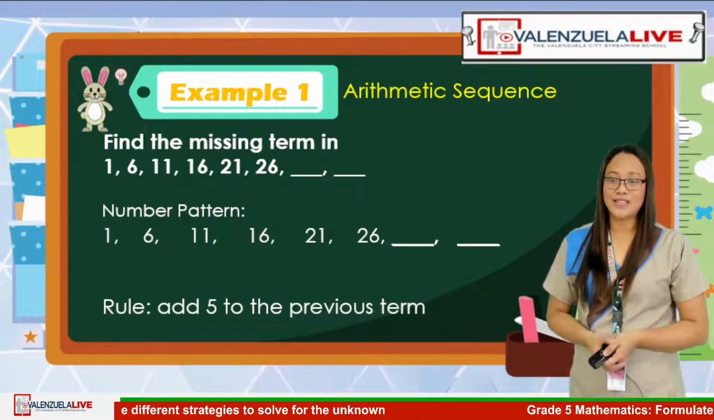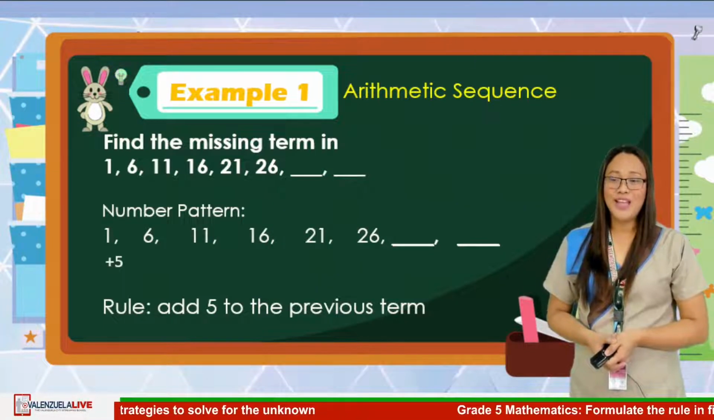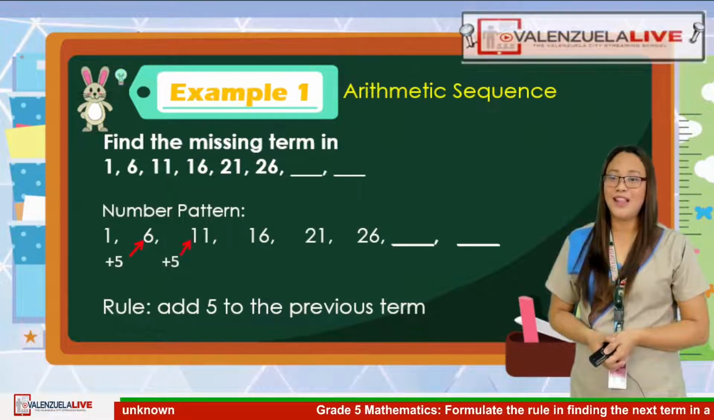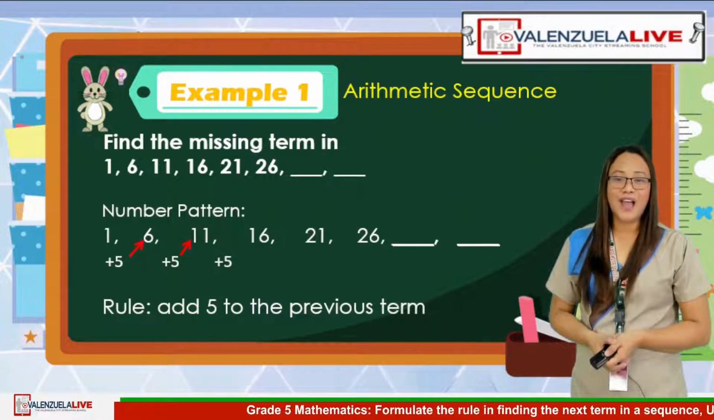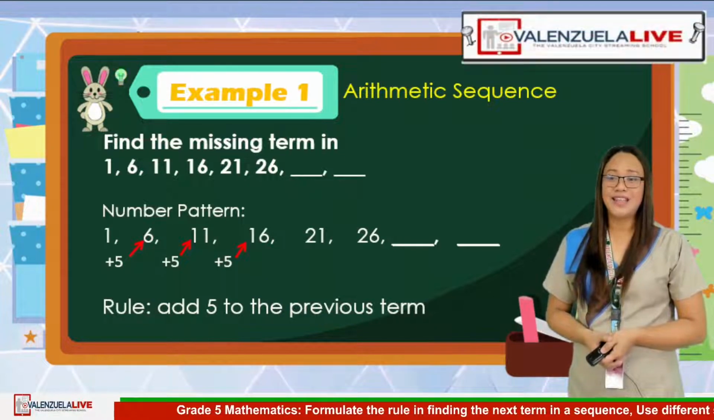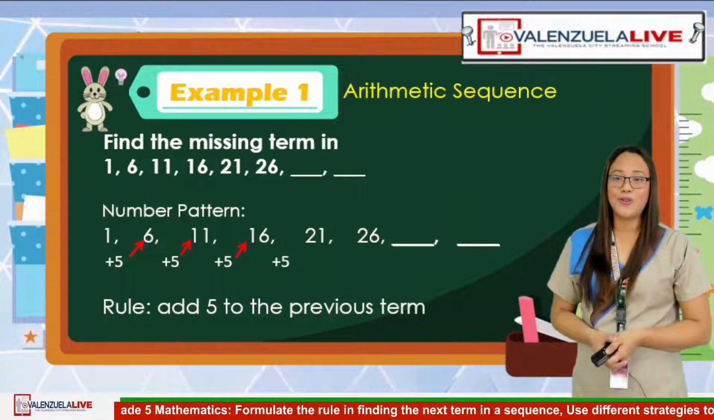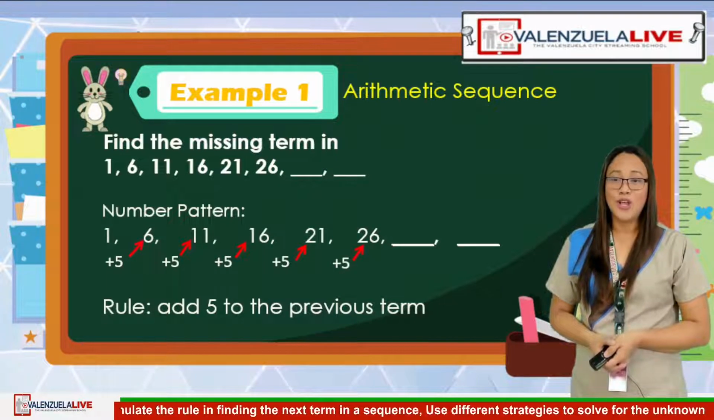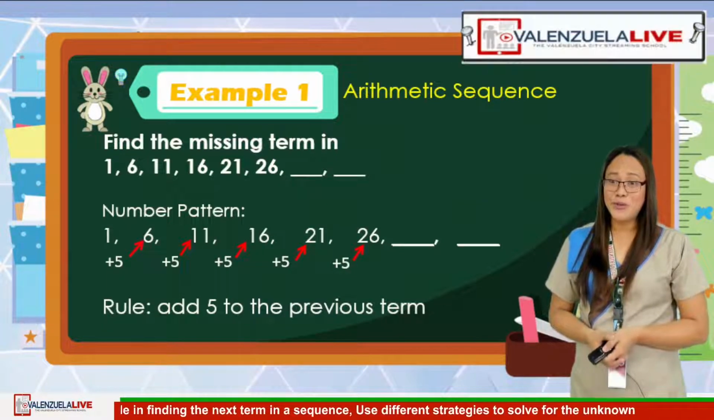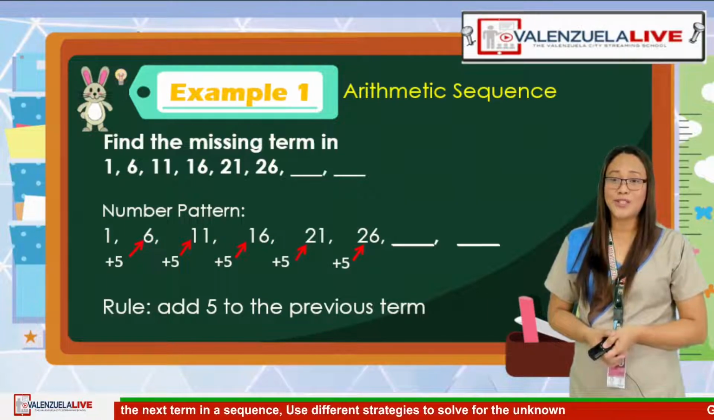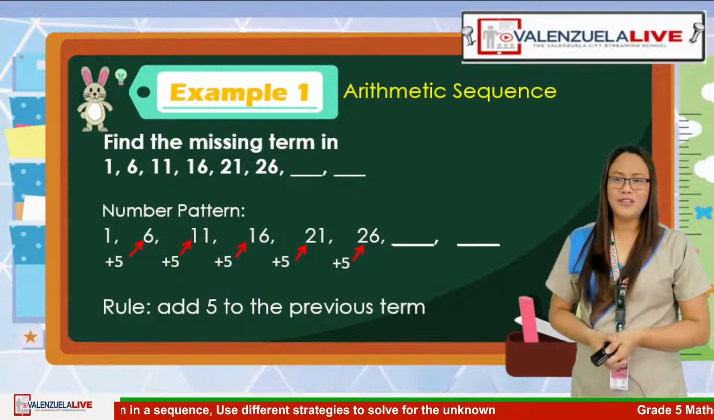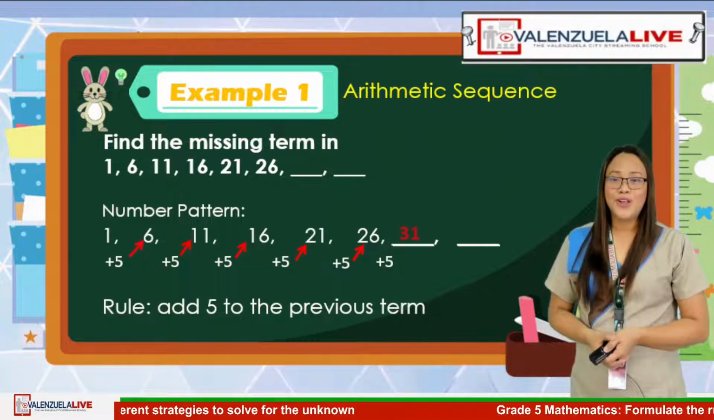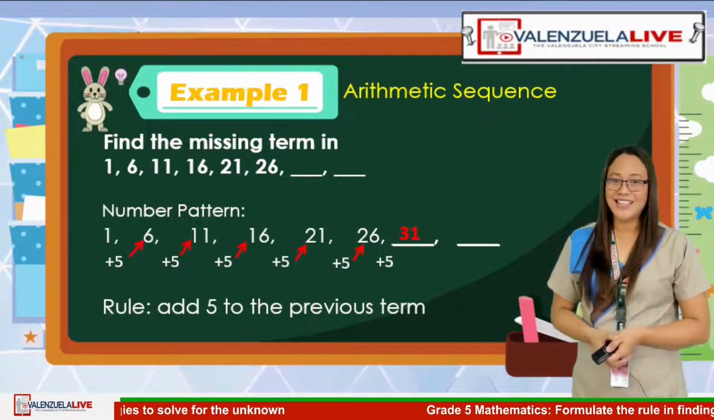So let's do this. 1 plus 5 is equal to 6. Then 6 plus 5 is equal to 11. And 11 plus 5 is equal to 16. Then 16 plus 5 is equal to 21. Then 21 plus 5 is equal to 26. What will be the next term? Using the rule, add 5 to the previous term. Very good. That will be 26 plus 5 is equal to 31. Excellent, grade 5 mathletes.